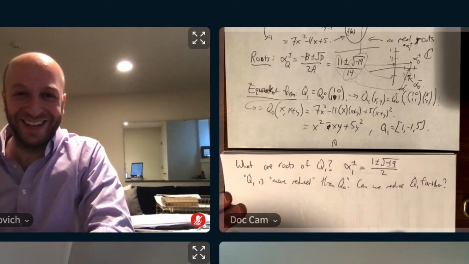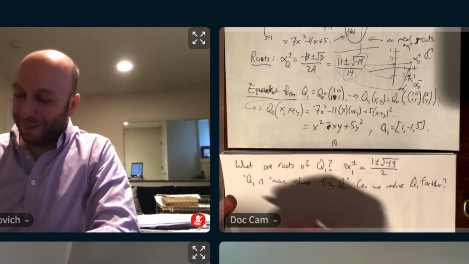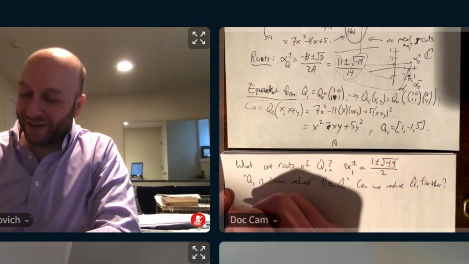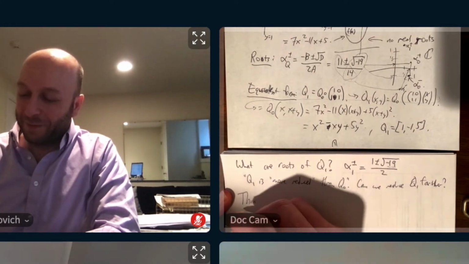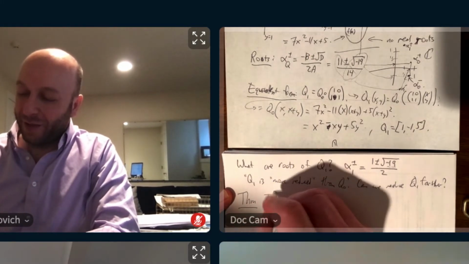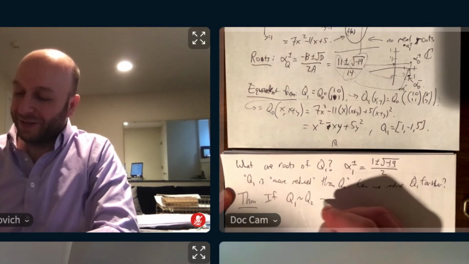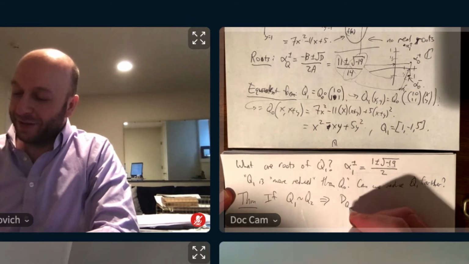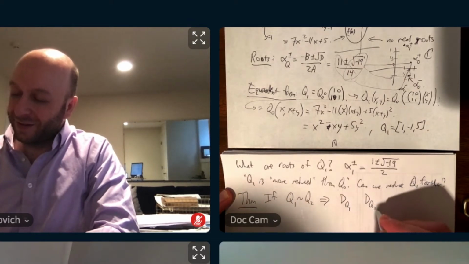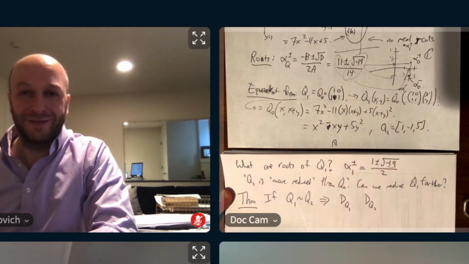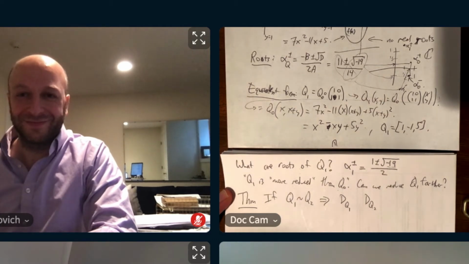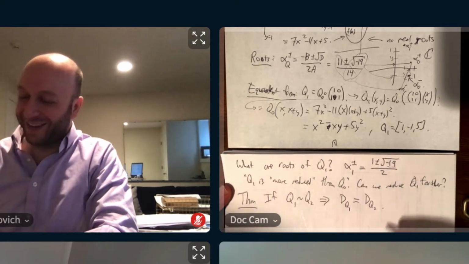Probably not. It's a good guess. We should prove this. This is a very beautiful theorem. If two quadratic forms are equivalent, then their discriminants are related by equality.